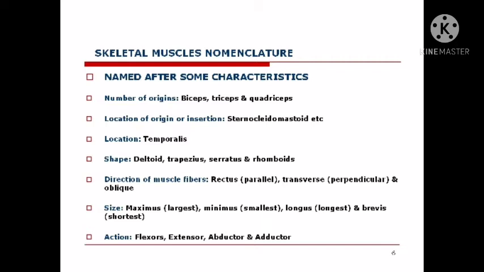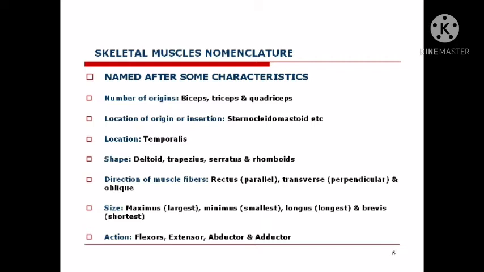Longus muscles are present; longus means longest, and the brevis muscle is the shortest. These are present in the upper and lower limb with various names.